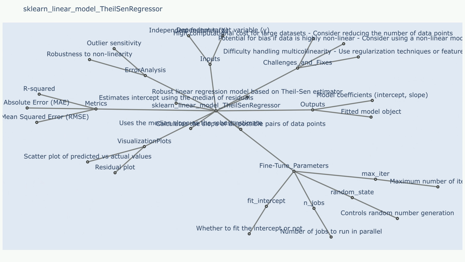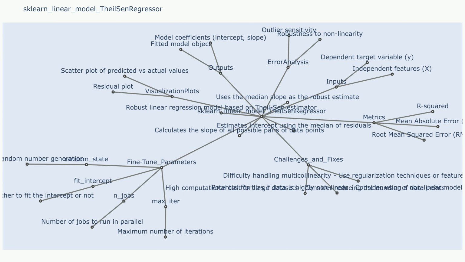Uncertainty methods. Confidence intervals quantify the uncertainty in the estimated coefficients and intercepts. Bootstrapping: a resampling technique that generates multiple regression models by randomly sampling with replacement from the data to estimate the uncertainty in the model parameters.